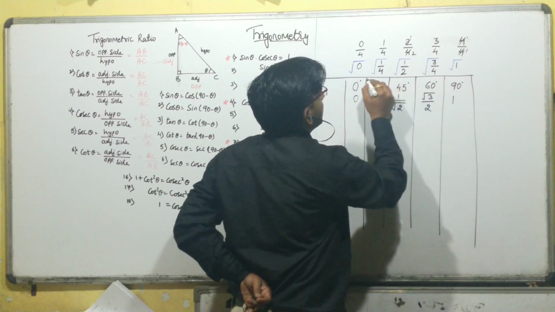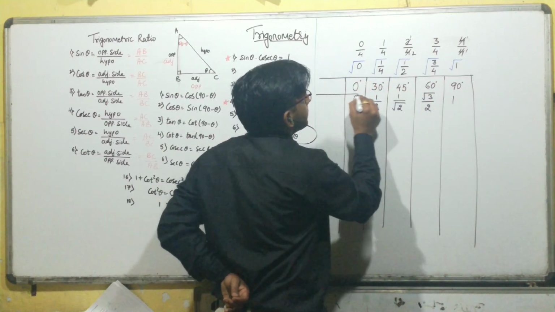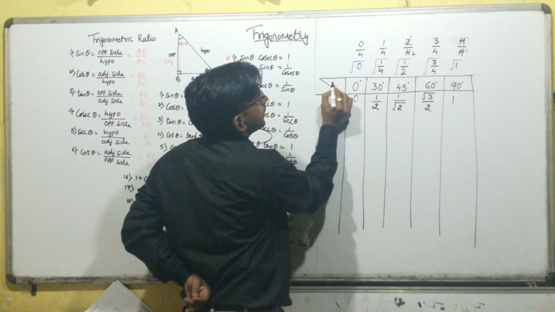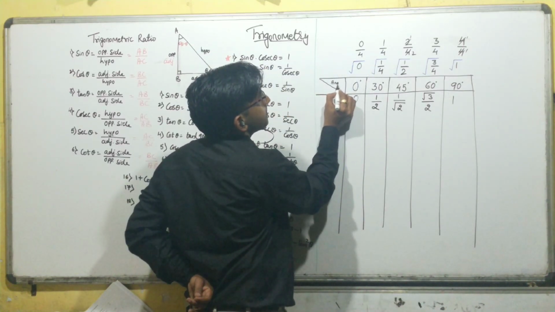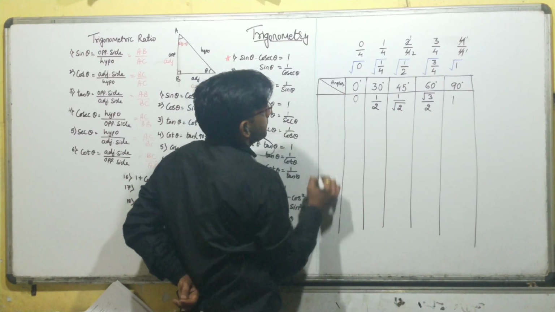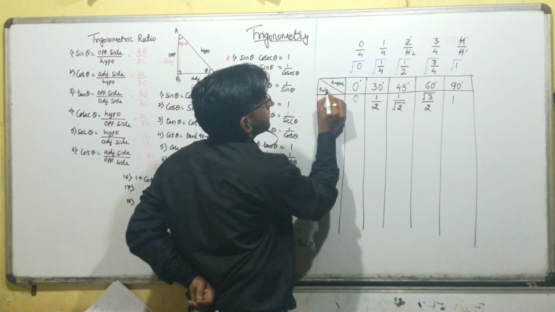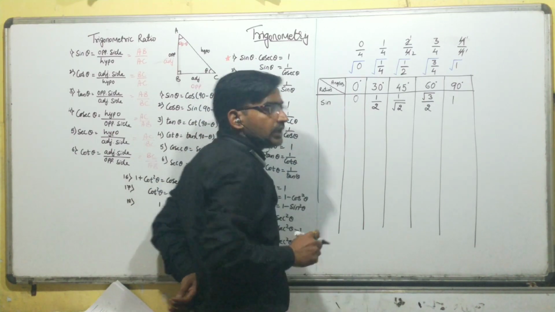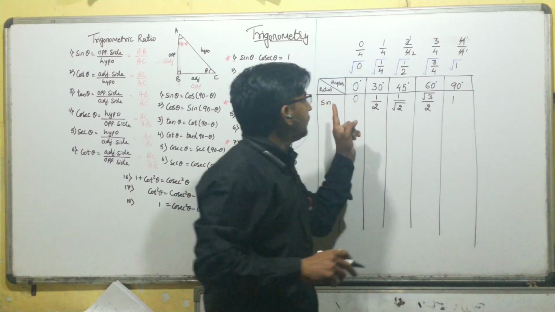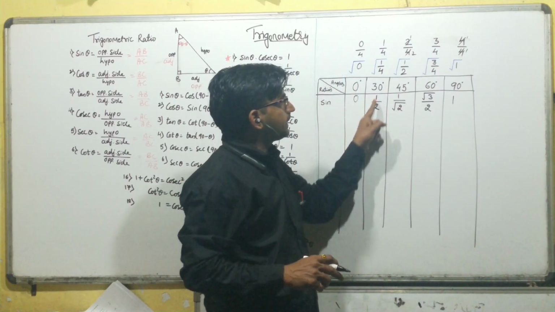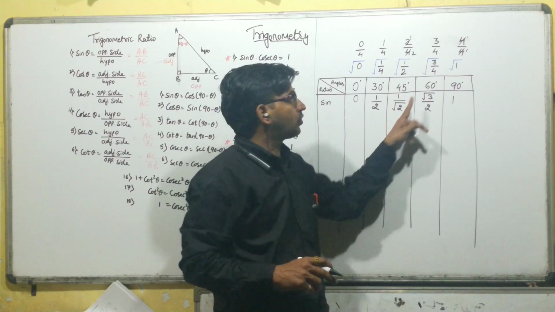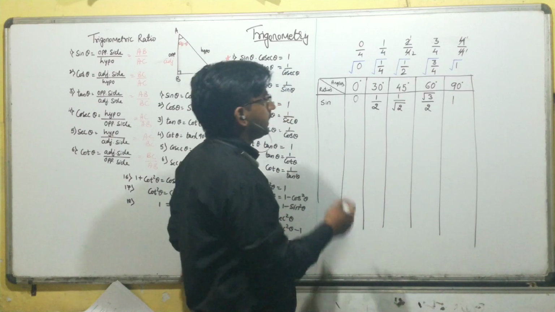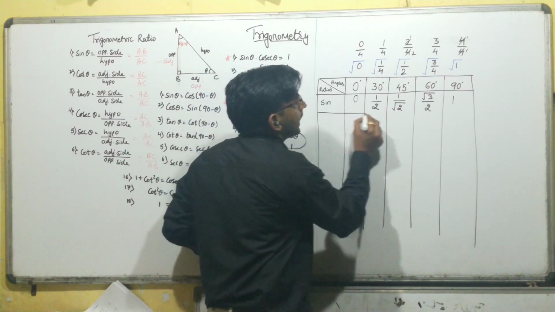So after making the table, we draw a line so that it will divide it. This is your angles and this is your ratios. Okay, so first one is sine. You can check from the table. We got sine 0 is 0, sine 30 is 1 by 2, sine 45 is 1 upon root 2, sine 60 is root 3 upon 2, and sine 90 is 1. After this, how to get the remaining ratios?